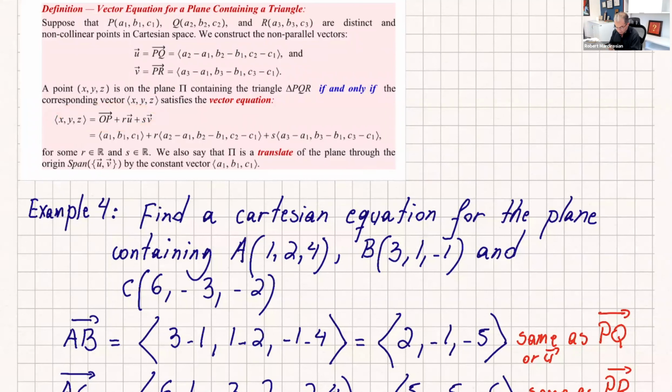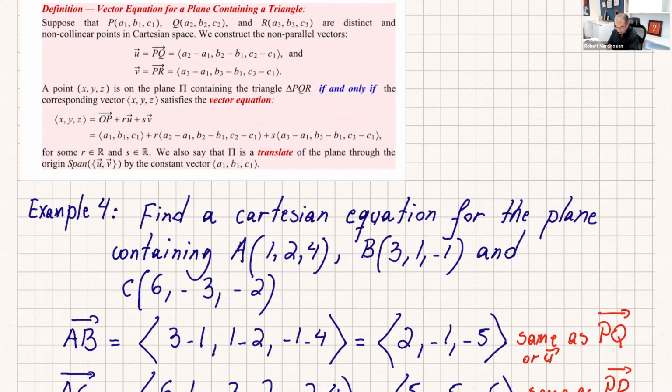So, you can find that vector equation. OP is just the position vector for the first point, plus R times U plus S times V. R and S are just constants, and you can write it like that. So again, don't forget we're using components, so you have to subtract the coordinates.